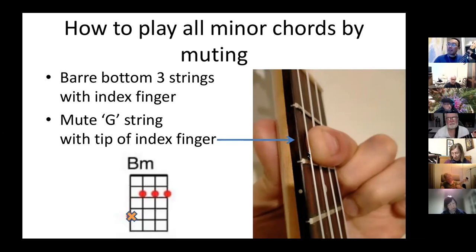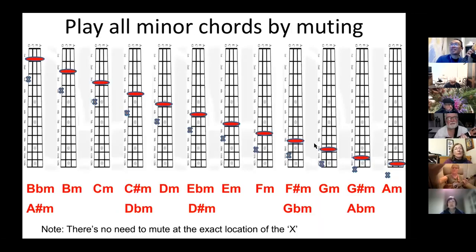So I hope that the picture is clear. I'm using the fingertip to mute this one string. The rest are normal. And if you mute, you hear this. And then the rest of the strings sound normal. Just the G. And then when you play it, see, it sounds nice. With this trick, you can now play all minor chords.